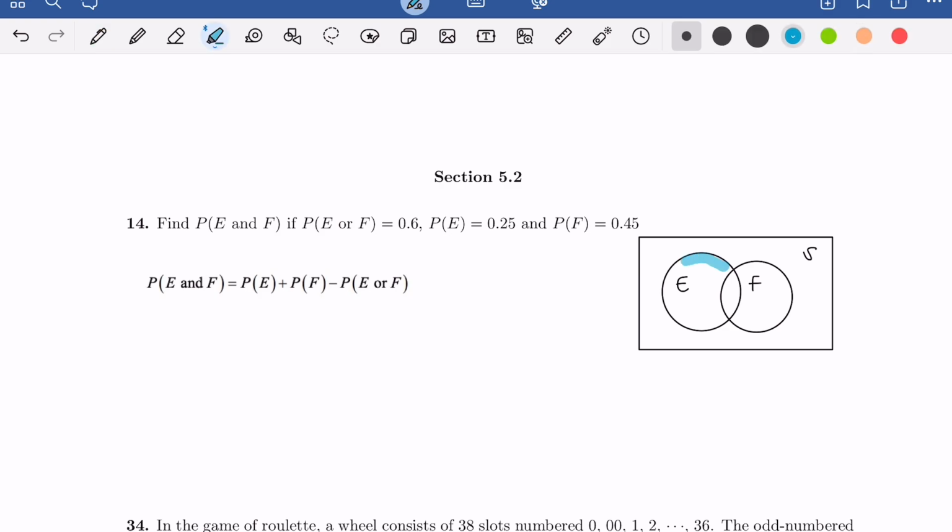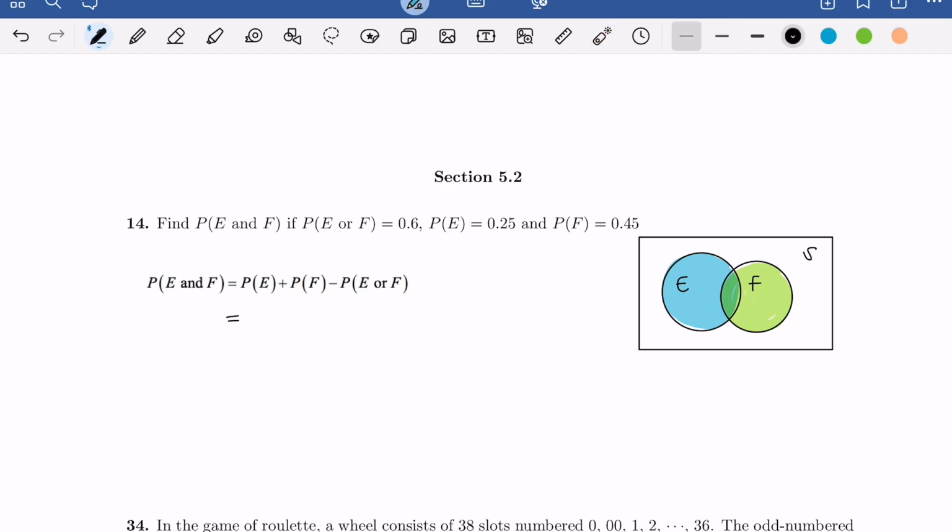Let's say we want to take all of this. We want to take the probability that E is going to occur, and we want to take the probability that F is going to occur. Notice when we do that, we took this intersection of these twice. We took it when we took this entire thing, and we also took it when we took this whole thing here. So in order to find the probability that E and F are going to occur, we have to subtract out this extra portion that we counted twice. So that's where this formula comes from.